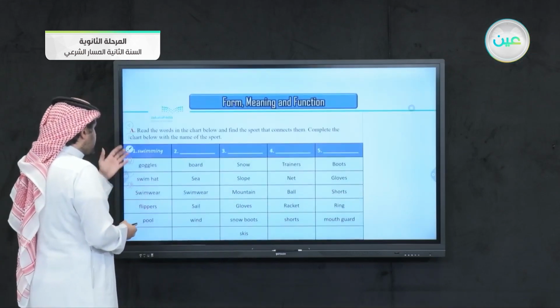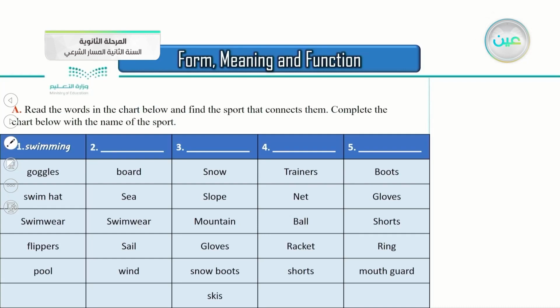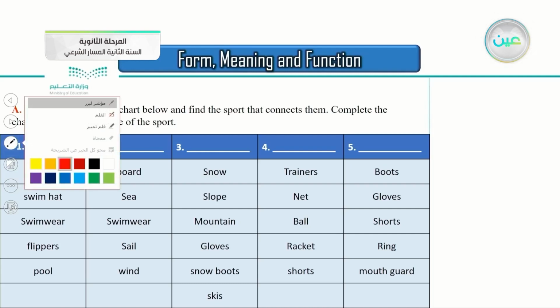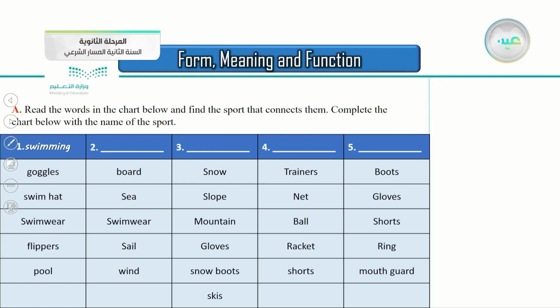Continuing here, this is exercise A. Read the words in the chart below and find the sport that connects them. Complete the chart below with the name of the sport. So I think this is an easy exercise. We have a chart and some information about the sport at the top of the chart. The first one is already done.